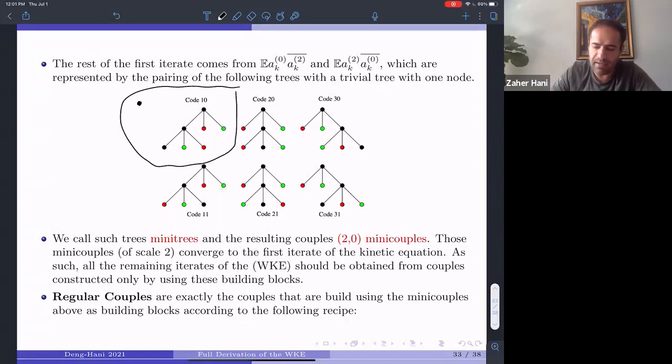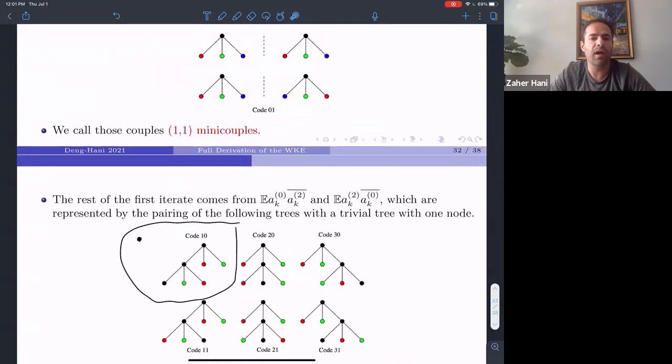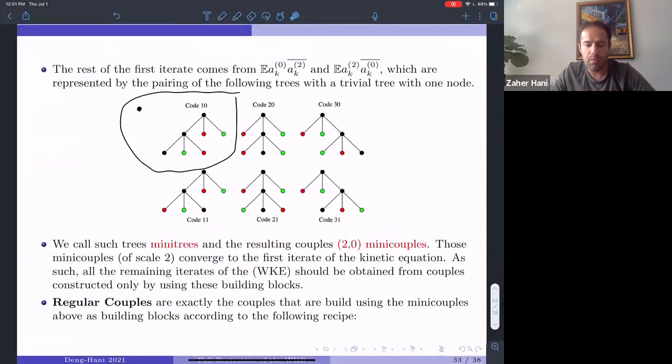Okay, so these are trees that have a very interesting and very precise structure. They are trees of scale 2. There are 2 branching nodes. And what you do is that you pair the leaves upstairs with 2 of the leaves downstairs in all cases. Then there are 6 choices of them. We call these trees the mini trees. And the couple that is obtained by pairing this mini tree with the trivial tree, which is the single node, we call that a 2-0 mini couple. This is to be compared with the 1-1 mini couple, where you have 2 trees of scale 1 that are paired.